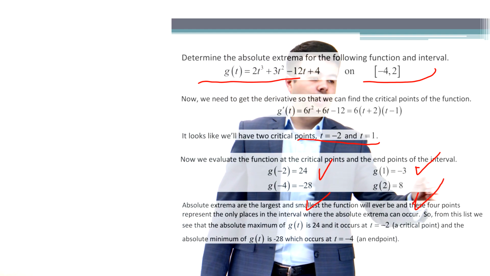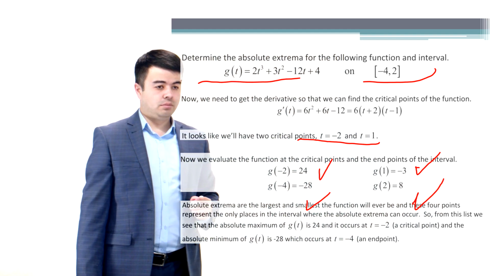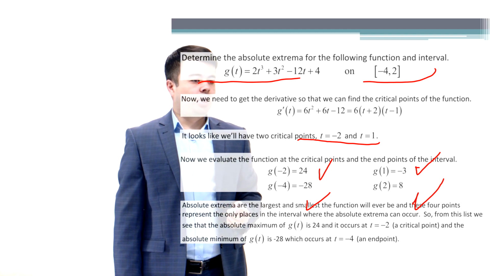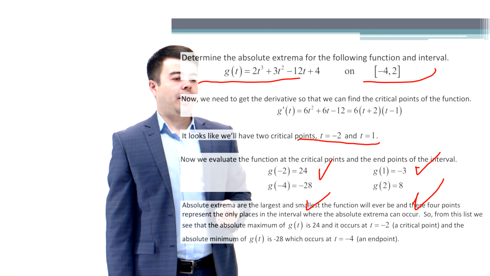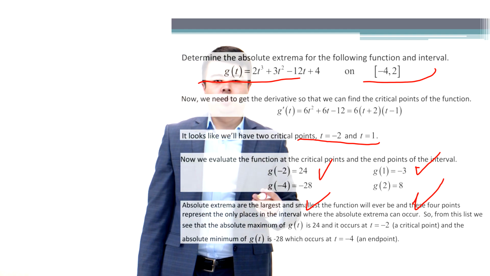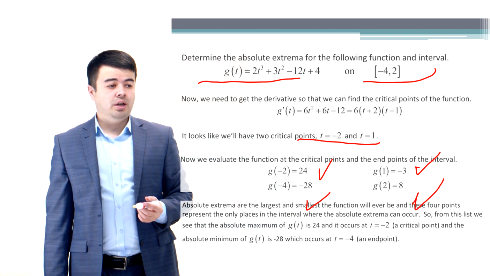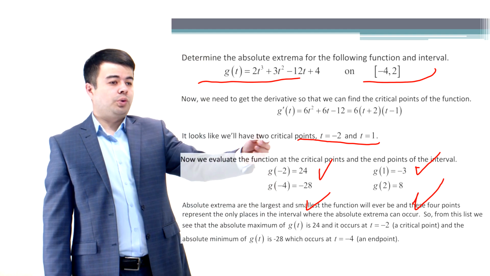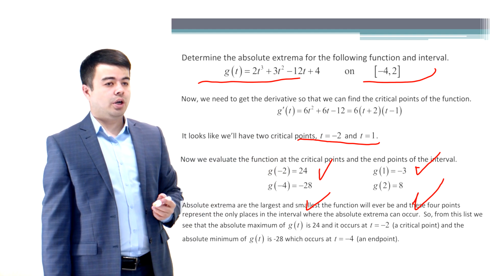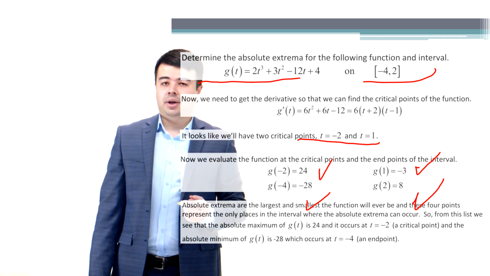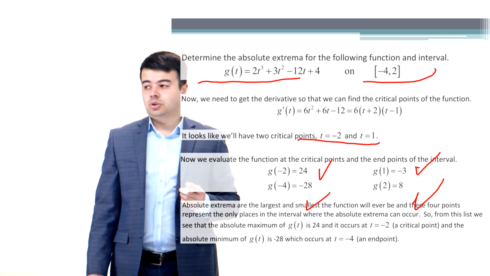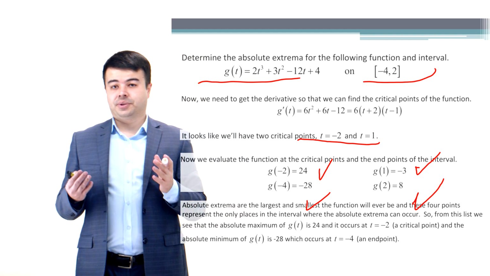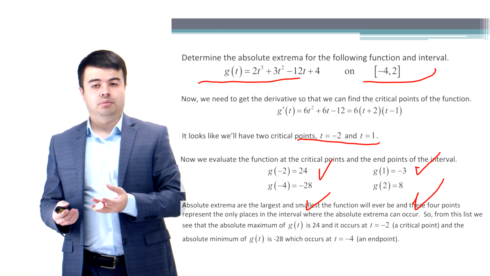So again, let's compare all of them. Here we have the absolute minimum. What is the absolute minimum? Minus 28, which occurs at the point t equals minus 4, at the endpoint, and the greatest value here is 24, which occurs at the point minus 2, which is a critical point. So you can see it can be a value at a critical point and also at an endpoint.